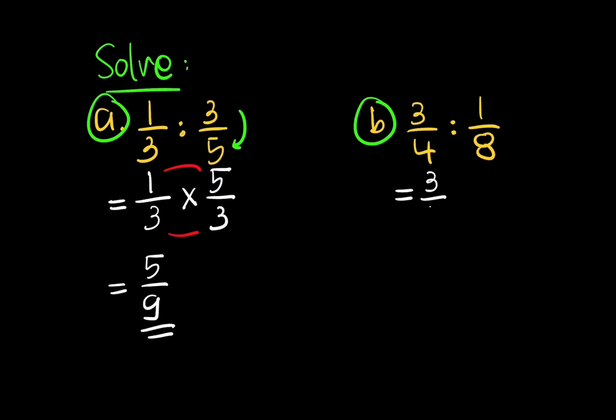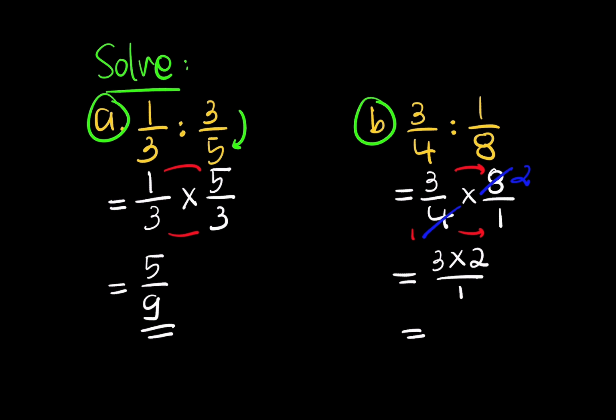3 out of 4 times 8 out of 1 can be cancelled. Then you can times them together. This is 1. And 3 times 2 out of 1, that equals to 6, whole number.